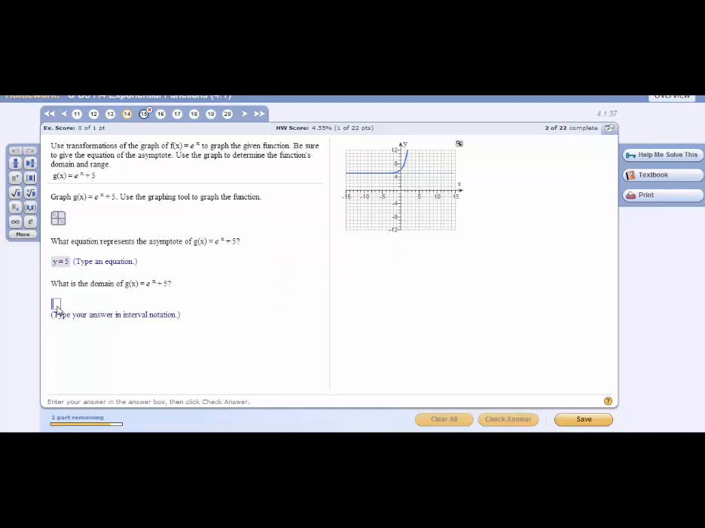Now the domain is all real numbers because there are no restrictions on what I can plug in, because I don't have a denominator and I don't have a radical that I need to worry about. So the domain here is all real numbers.